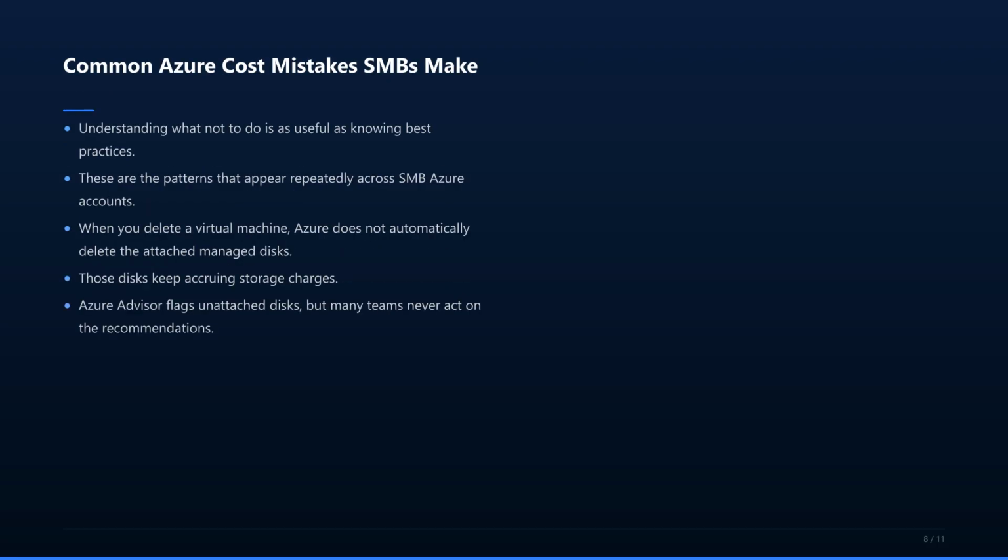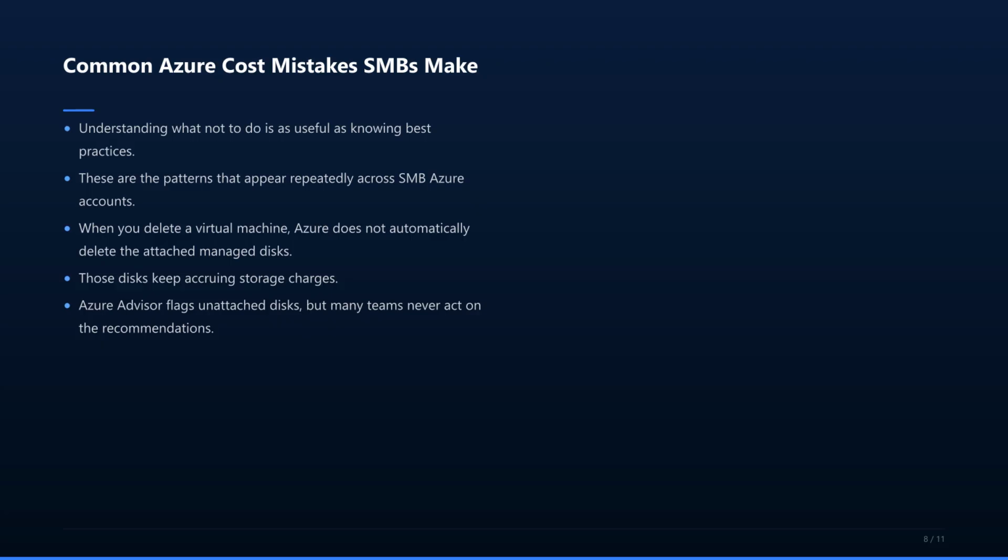Common Azure cost mistakes SMBs make. Understanding what not to do is as useful as knowing best practices. These are the patterns that appear repeatedly across SMB Azure accounts. Leaving unattached disks running. When you delete a virtual machine, Azure does not automatically delete the attached managed disks. Those disks keep accruing storage charges. Azure Advisor flags unattached disks, but many teams never act on the recommendations. A monthly sweep to identify and delete orphan disks takes about 15 minutes and often saves hundreds of dollars.